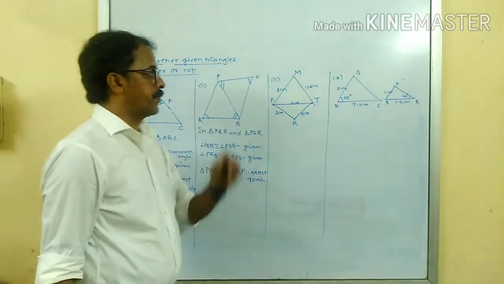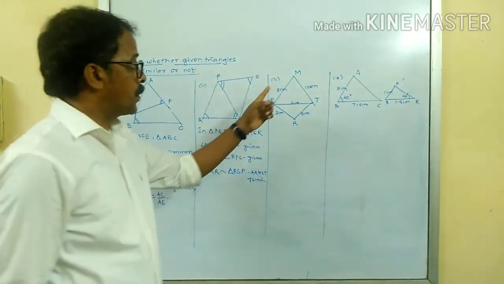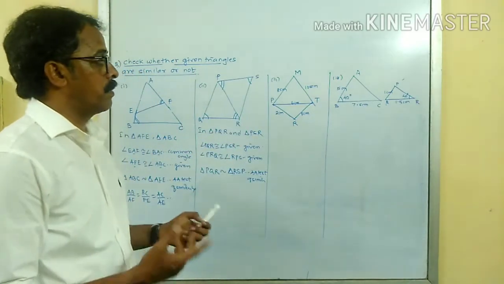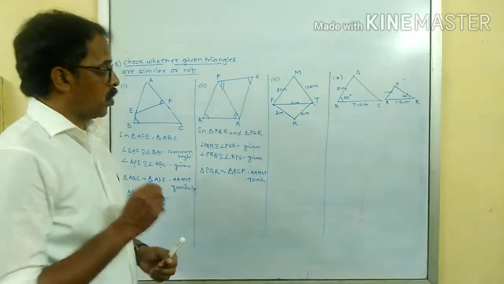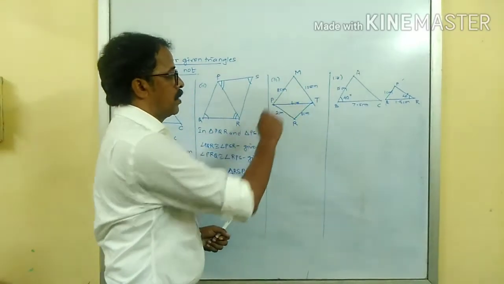Okay. Now the third figure. We will go ahead with our third figure. What can we say about the third figure? Here they have given only two triangles. One common side is there and another two sides are given.